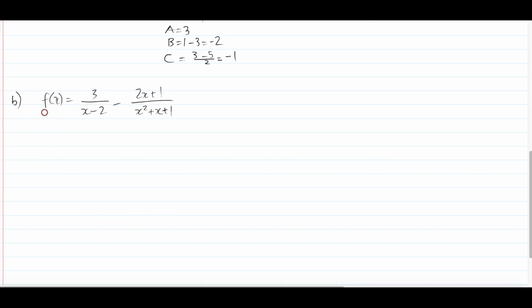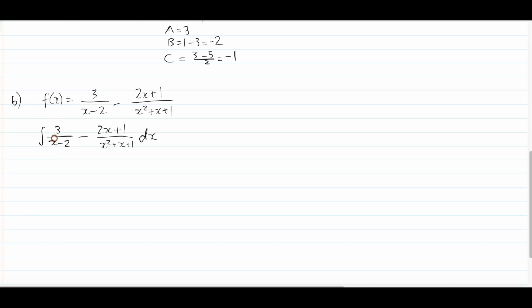Right, so part B, I've just moved it down so we can anti-diff with more space. So let's get into anti-deriving this. If you want to anti-derive f(x), we put it in the integrand: 3 divided by x minus 2, minus (2x plus 1) over (x squared plus x plus 1). Of course, we anti-derive in terms of x.